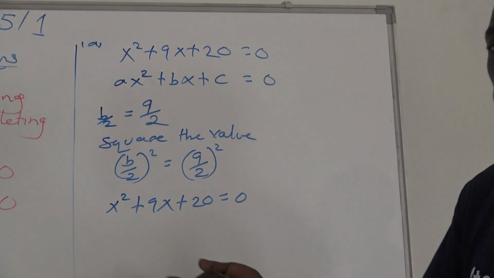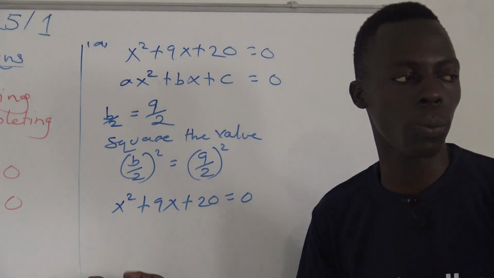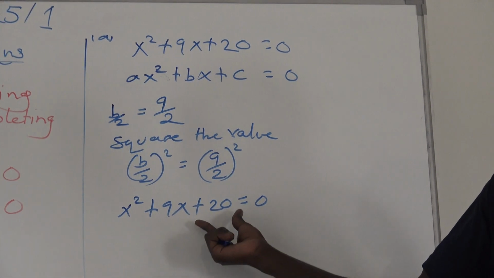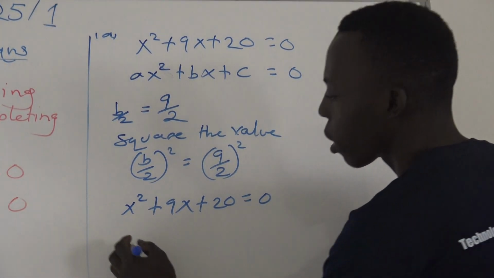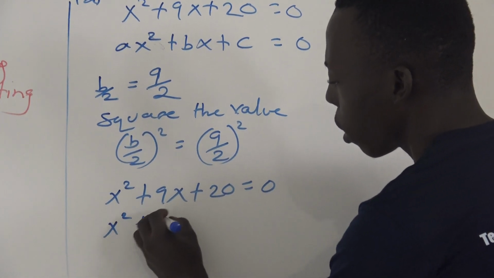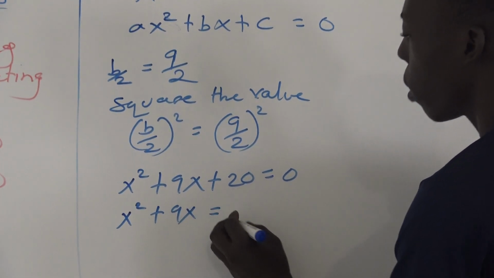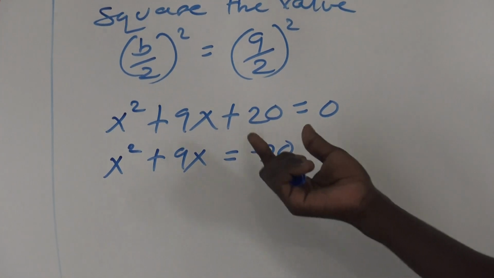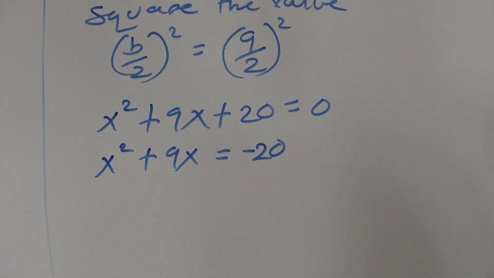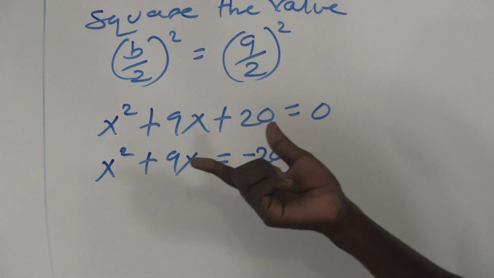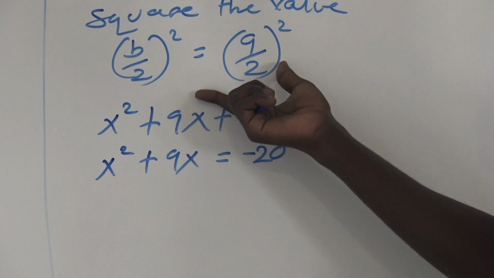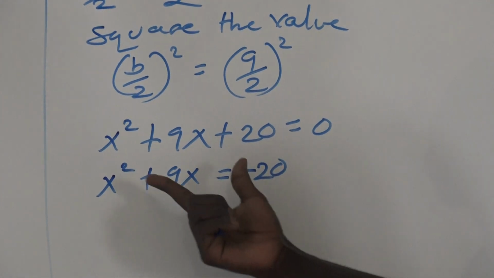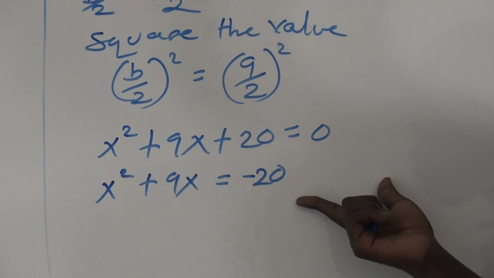After going back to the equation, we said also you have to take this 20 to the other side. This becomes x squared plus 9x equals negative 20. After taking this to this side, what you are going to do, we say, add the value which you have squared on both sides. Add it this side and add it the other side.